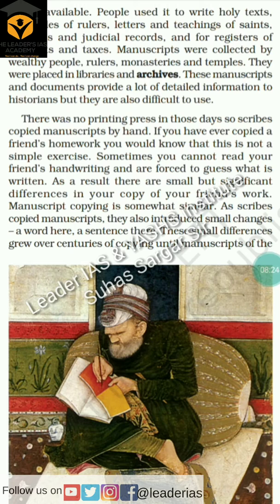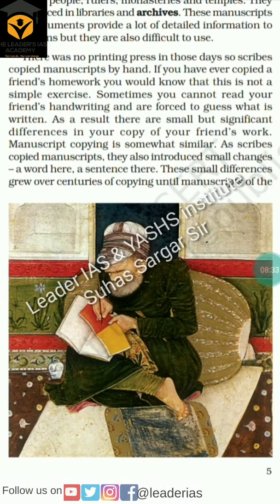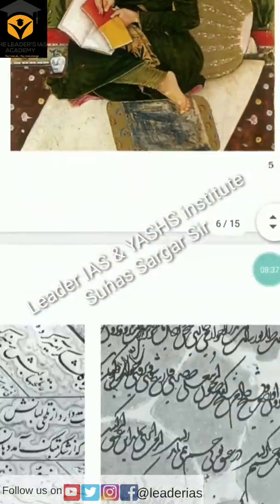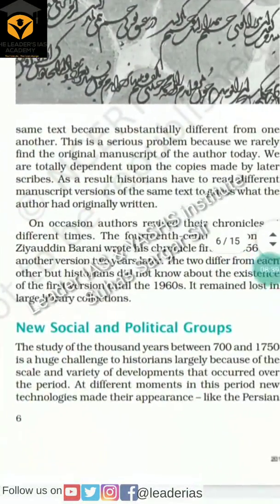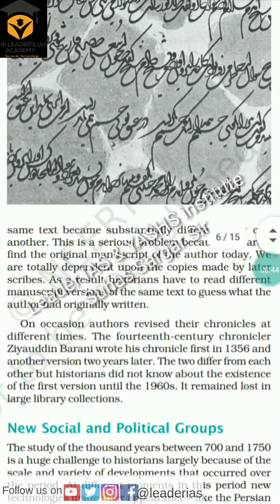As scribes copied manuscripts, they also introduced small changes, a word here, a sentence there. These small differences grew over centuries of copying until manuscripts of some texts became substantially different from one another. This is a serious problem because we rarely find an original manuscript of the author today. We are totally dependent upon the copies made by later scribes.